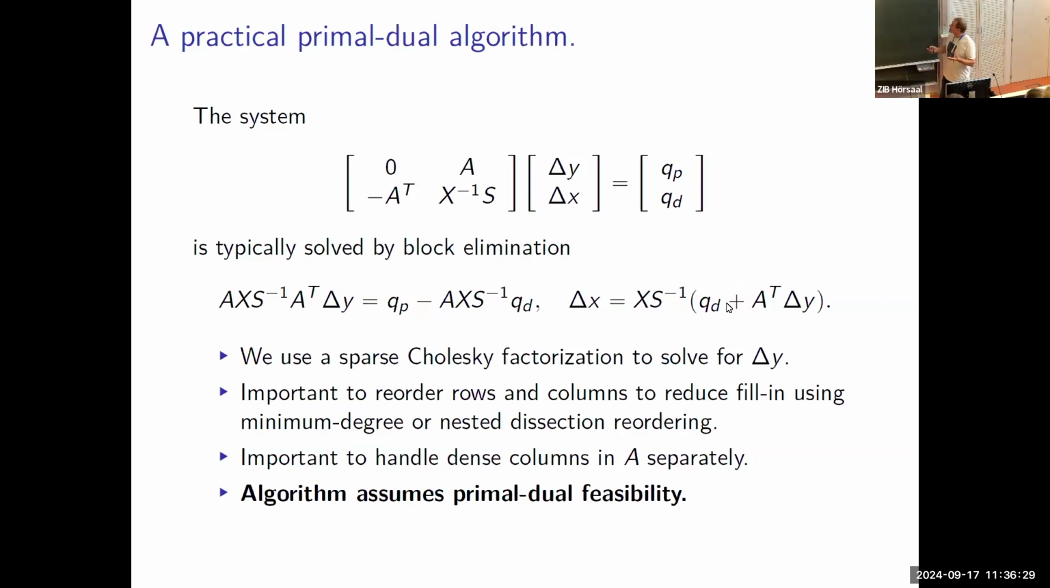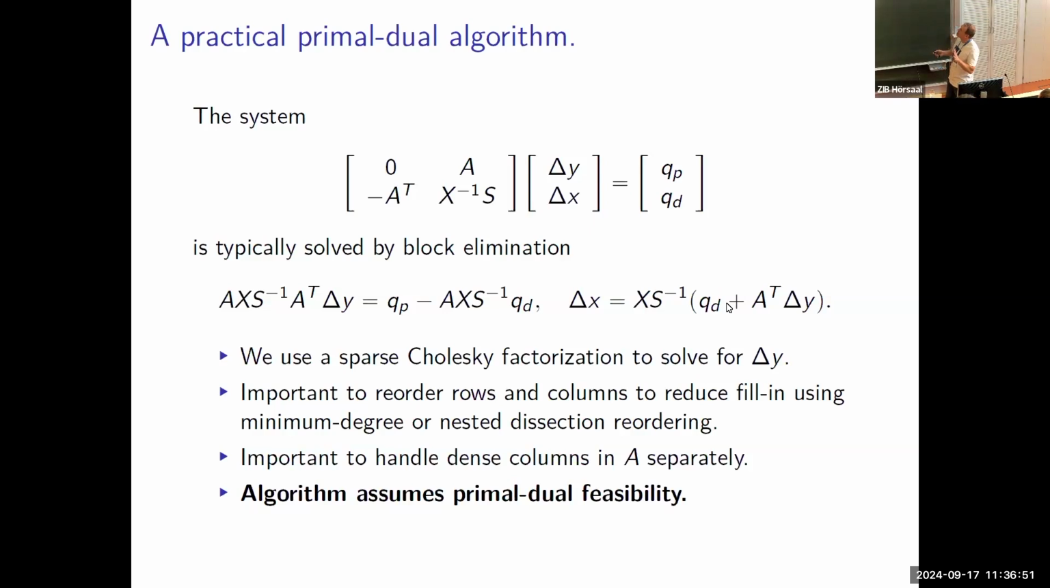I think most other vendors solve what people call the normal equation using a Cholesky approach instead. So what we do from here is we eliminate delta x from the bottom equation, and then we plug that into the top equation. Then we get a system like this. We have A times a positive diagonal matrix.